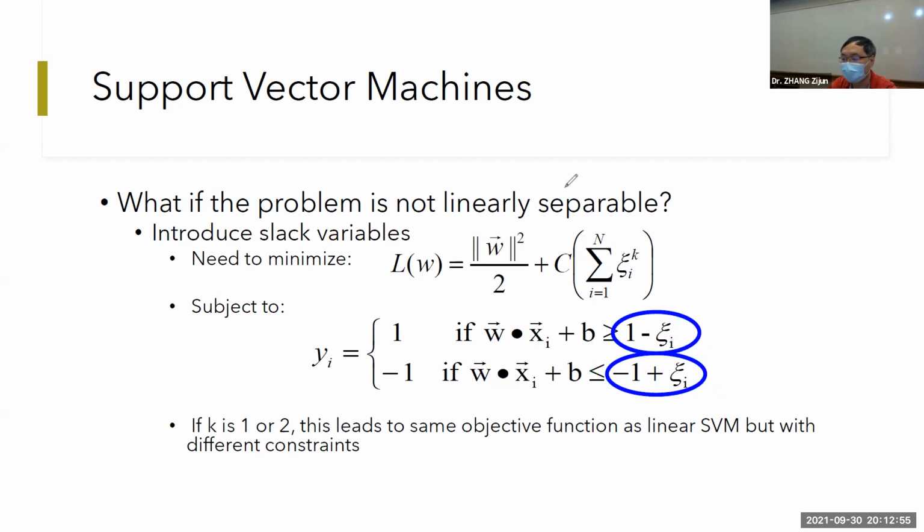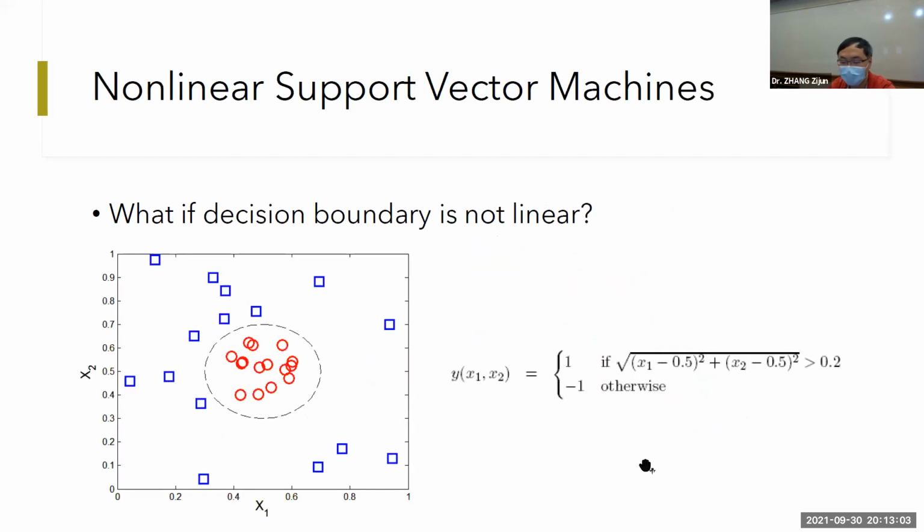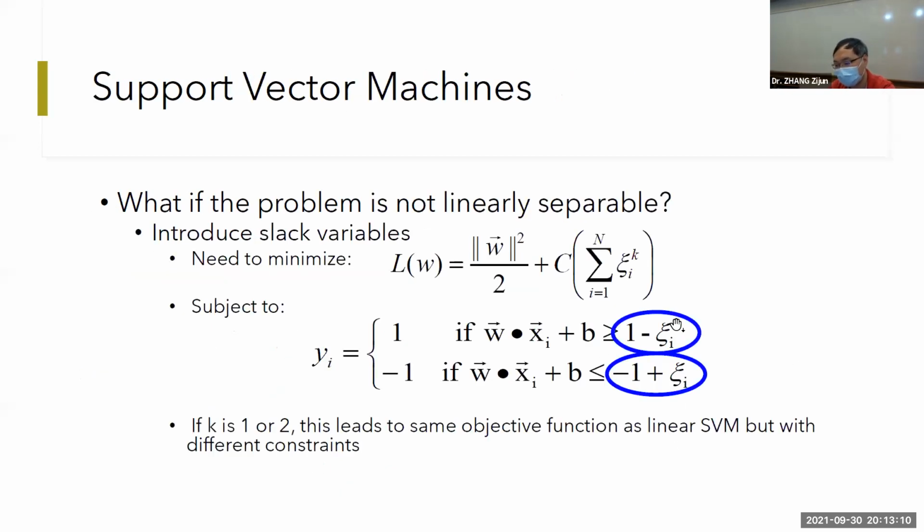So this is approach 1, introducing slack variables epsilon here. And this slack variable corresponds to individual data points i. For every data point, you can apply one epsilon, one slack variable.